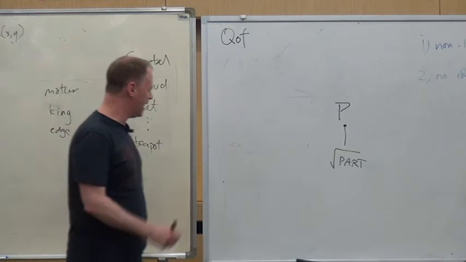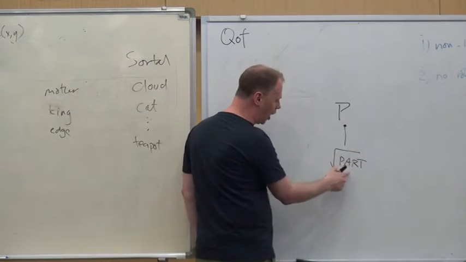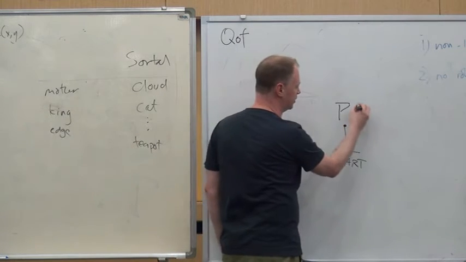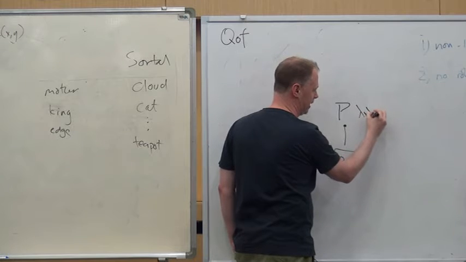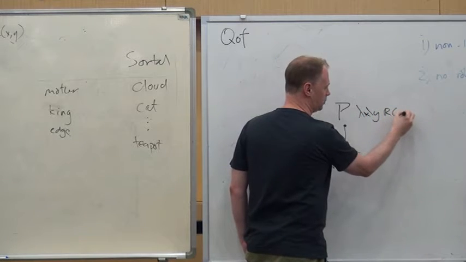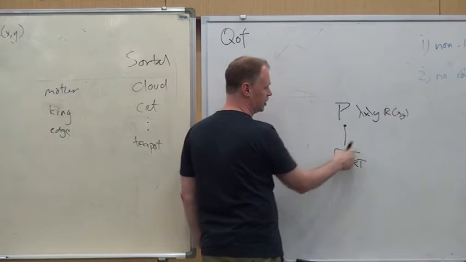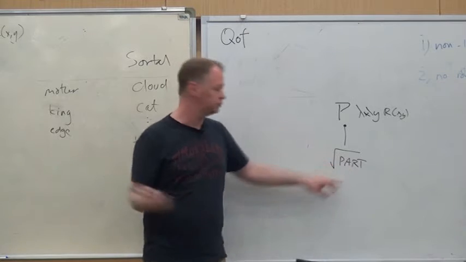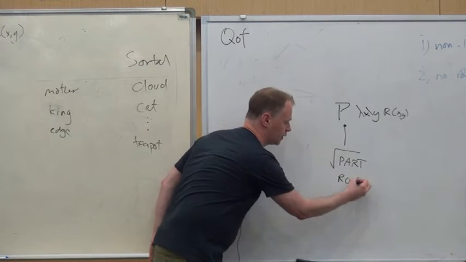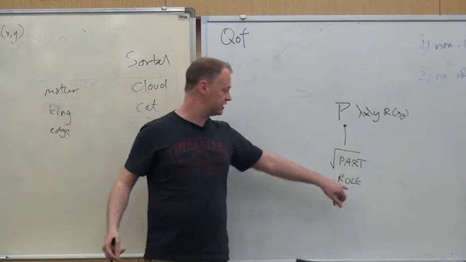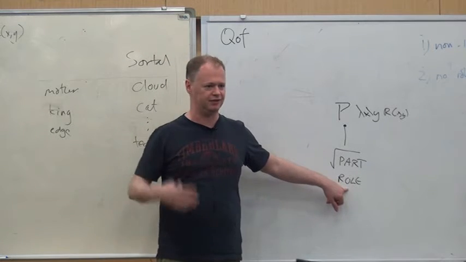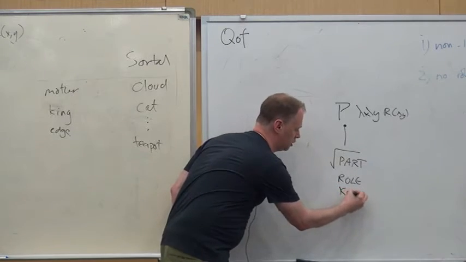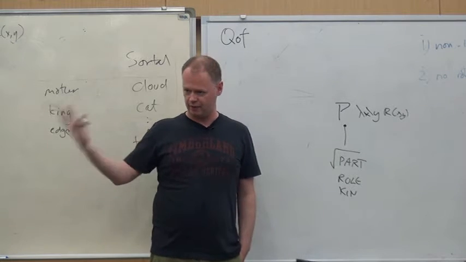Okay, so the idea then will be that the part here will just mean part, but relationality will come from here. So what this is going to do is going to be lambda x, lambda y, some relation x, y, right? And that relation is going to be the part relation. It could be role instead of part, in which case it would do things like king and president and vice chancellor and so on. It could be kin, in which case it would be something like mother, father, and so on.